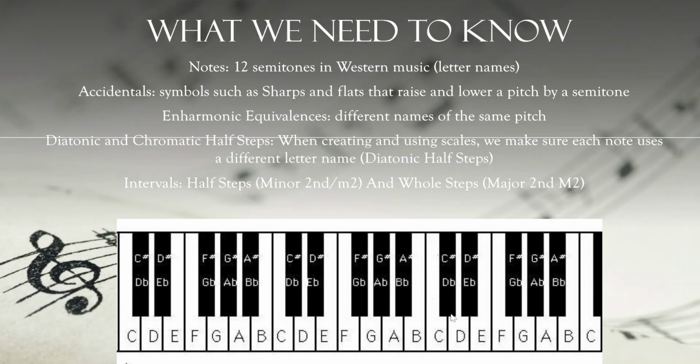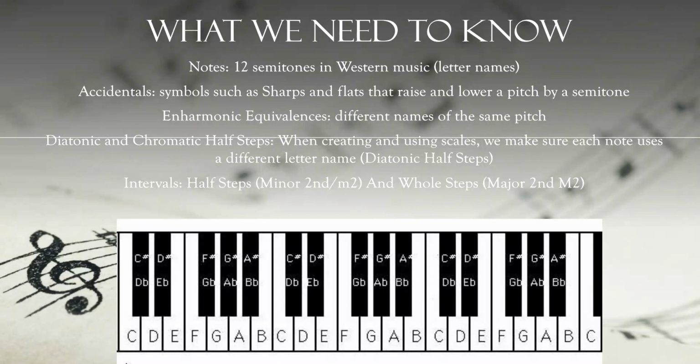Now, you may think, why don't we just jump straight into explaining exactly what makes up a major scale? But we must obviously cover prerequisite stuff such as notes, tones, semitones, sharps and flats, and enharmonic equivalences, diatonic and chromatic half steps, and intervals, because unfortunately those are all important aspects of what makes a major scale.